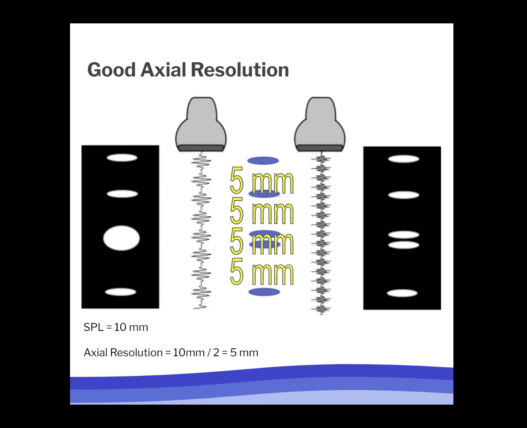When they are not, the machine cannot tell that these are two separate reflectors and will display them as one. Now this is going to occur because the pulses are too long and their echoes from the reflectors are going to overlap. The machine cannot tell that the echoes are overlapping and processes it all as one echo.